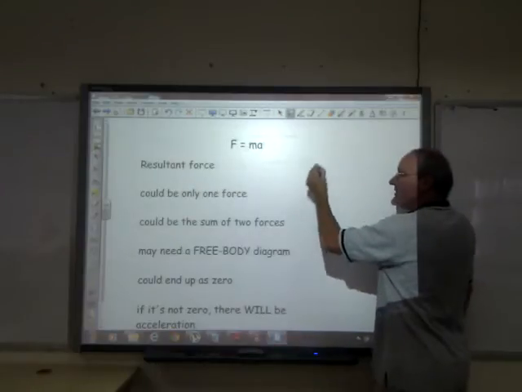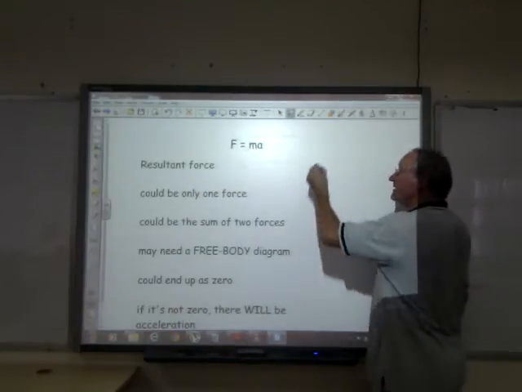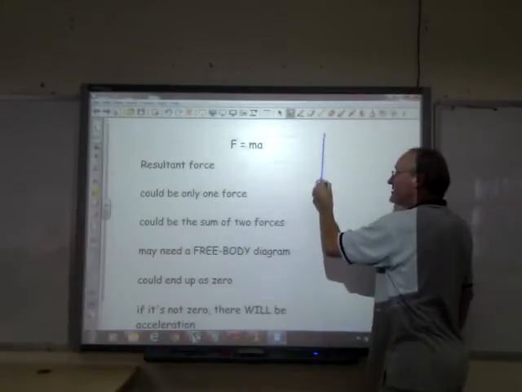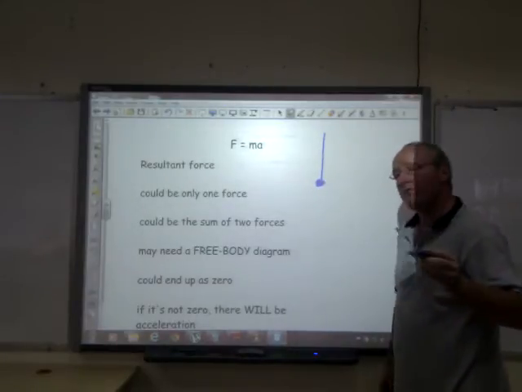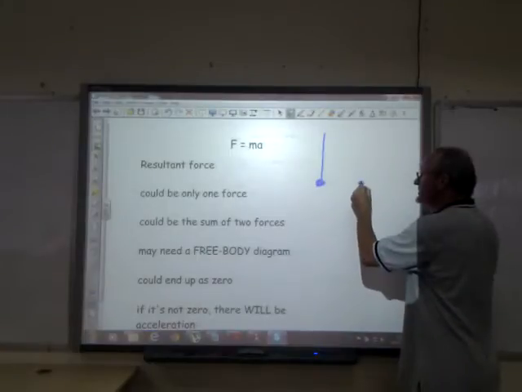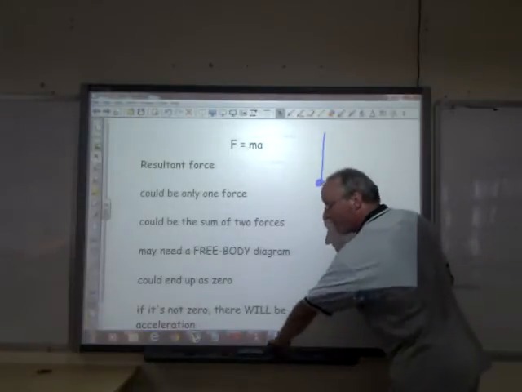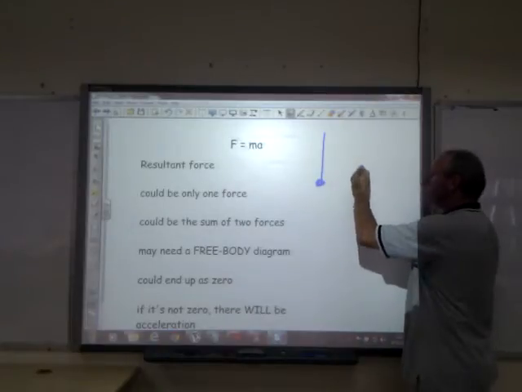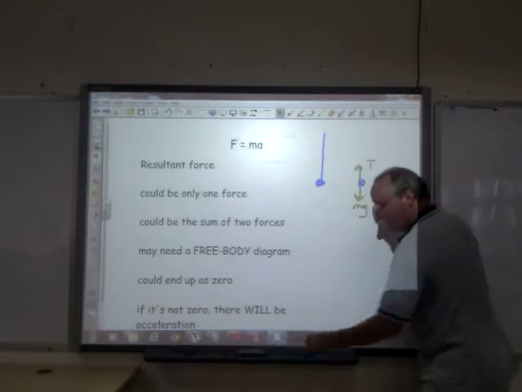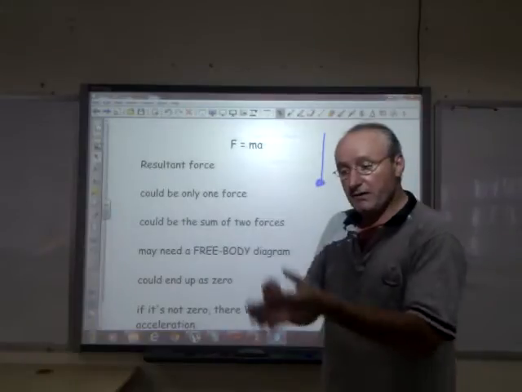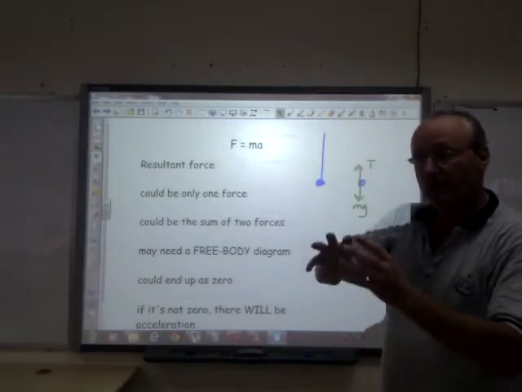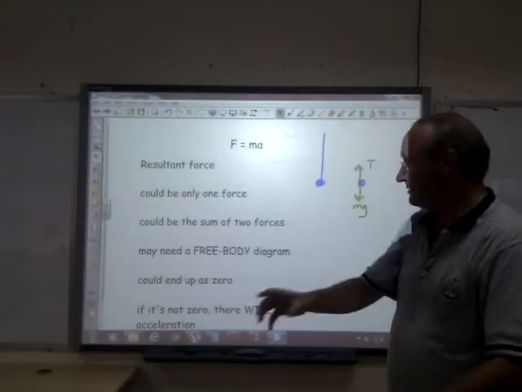The only forces I'm interested in are the forces on one object. Let's say the mass on a string. I'm only interested in the mass, so just draw the forces on the mass. If mg is bigger than T, the mass will accelerate down. If mg is equal to T, it will remain at rest.